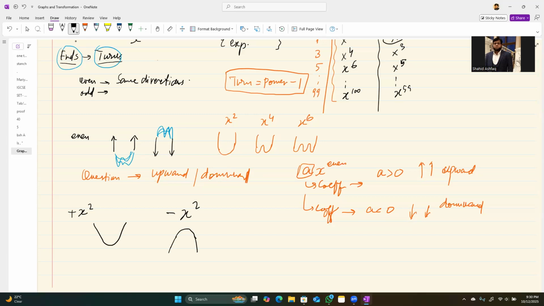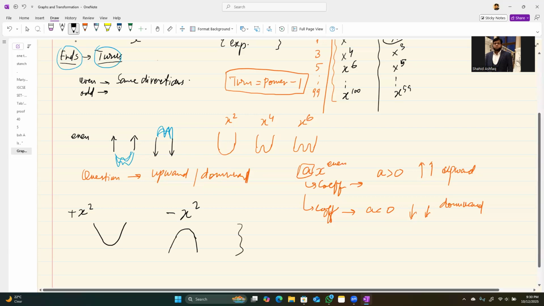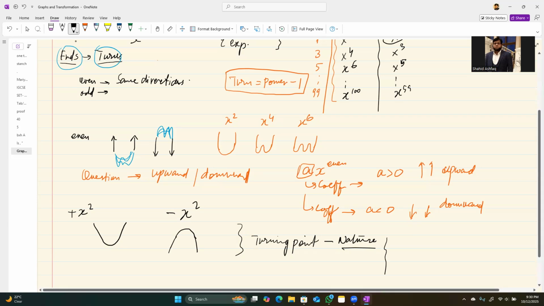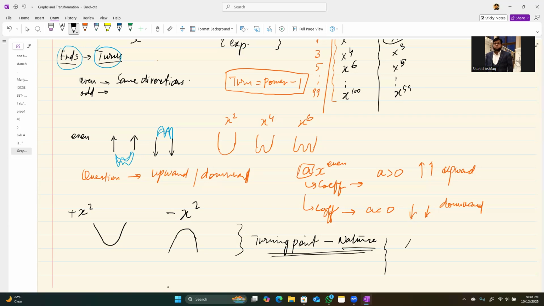And then there is another thing called turning points nature. We will get to that later on, but this is also a very important thing. When we are sketching any kind of graph, we think about the turning points nature, and we should also know the x-intercepts and y-intercepts. These are two separate things.